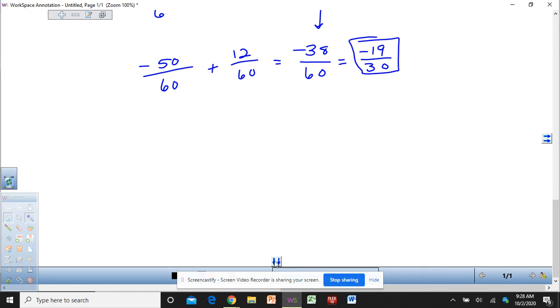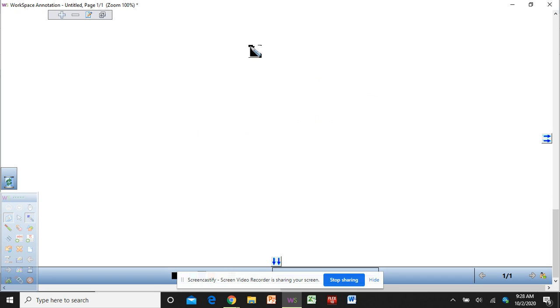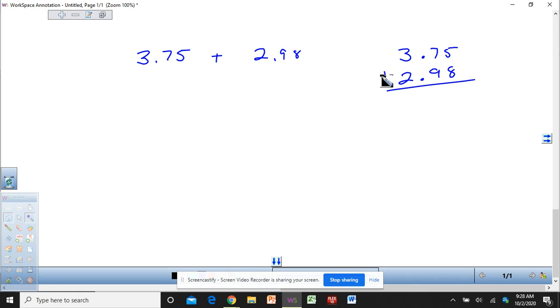Okay? Now, when you're adding fractions, or decimals, I should say, it's the same thing. So if I did 3.75 plus 2.98, I'm just going to stack them, and then you line up the decimals. So 3.75, 2.98, and you just add those together. So 13, 17, 6. And that's how you add decimals.